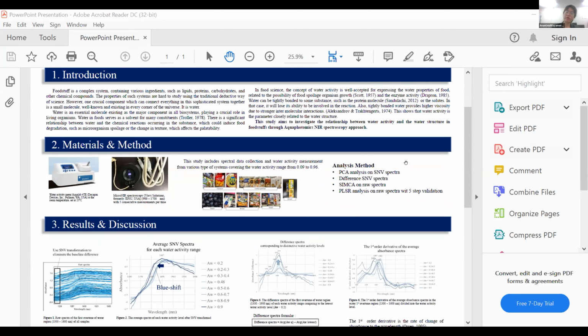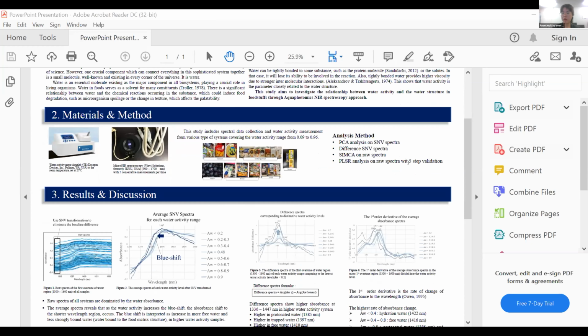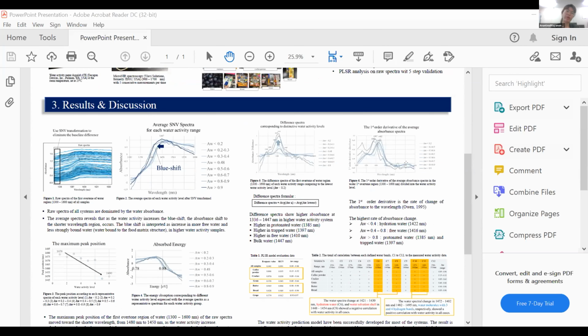In this study, we used a water activity meter, Aqualab 4TE, and micro-NIR spectroscopy to collect the spectral data in the range of 900 to 1700 nanometer with 5 consecutive spectra. The subjects of study include crackers, coffee powder, butter, bread, grains, and grape, which cover the water activity range from 0.09 to 0.96, and we used various analysis methods, including PCA, difference spectra, SIMCA, and PLSR analysis.